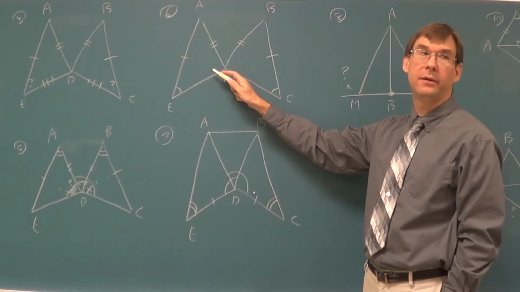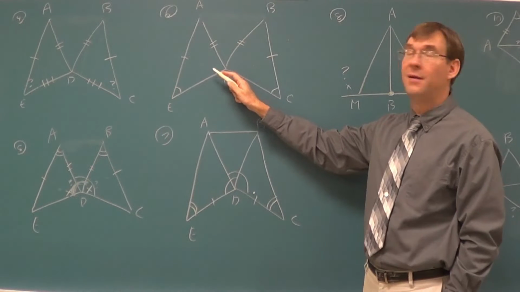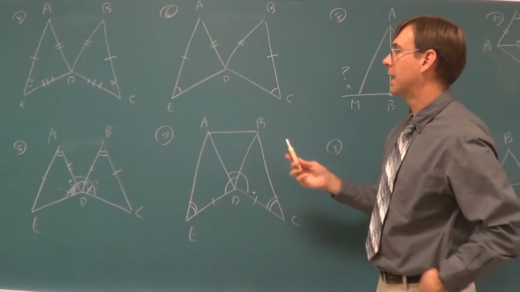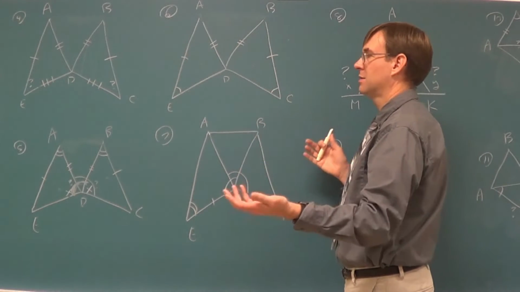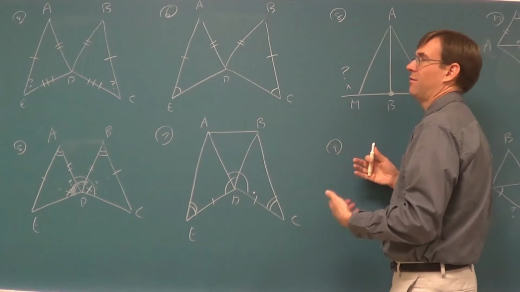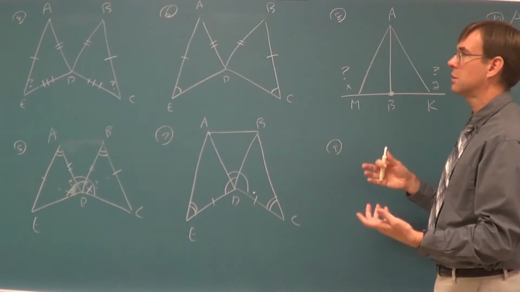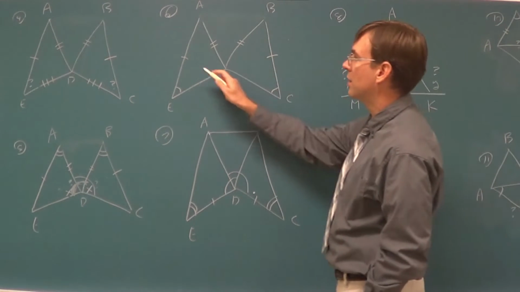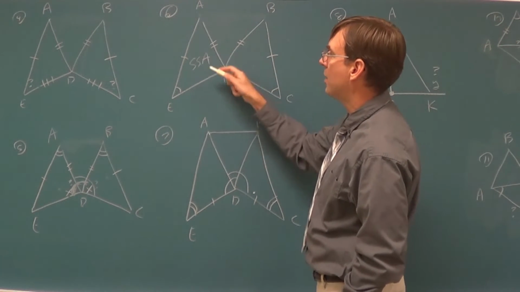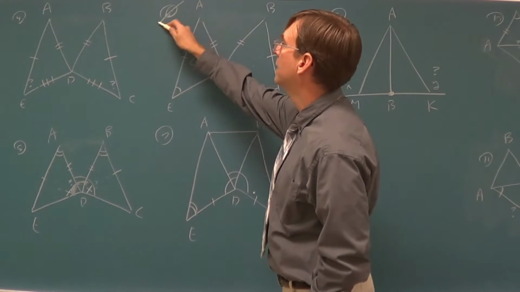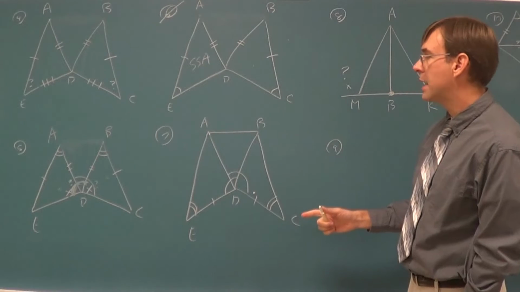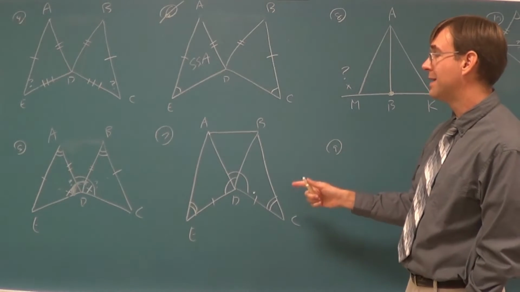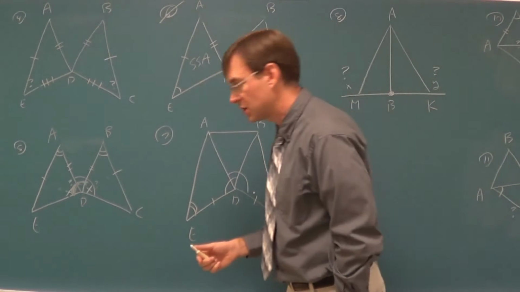So can this be done? Why not? This is an SSA marking, and you have no ability to pick up other things. There's no linear pairs. There's no reflexive stuff. There's no vertical angles. There's no anything to help you out. So they have you marked with an SSA kind of picture, and that's not a thing. So 6's answer is no, I can't do this. So likelihood is that 7, you probably can do it.